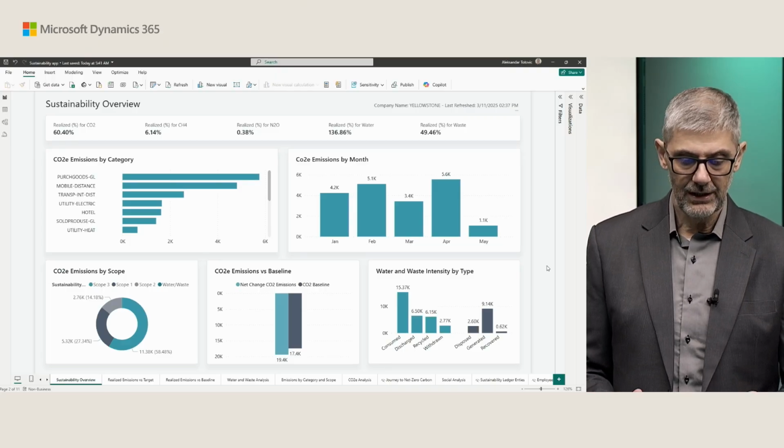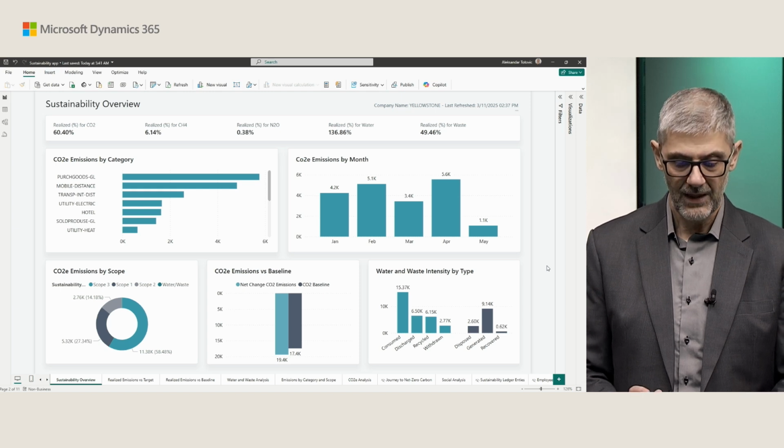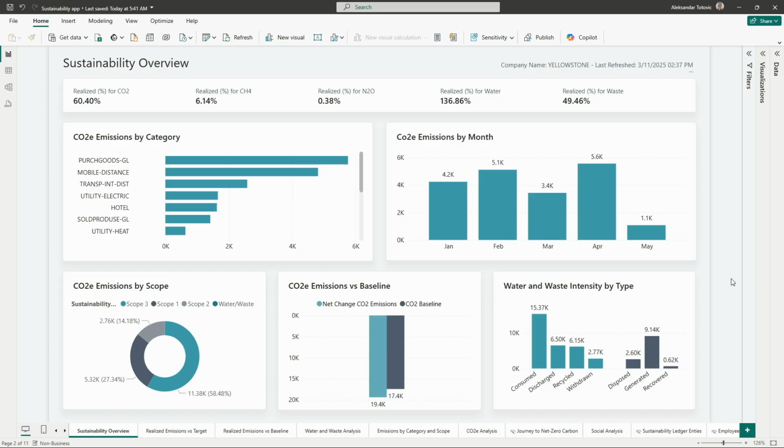Okay, let's look at the new Power BI set of reports, and I will start with the sustainability overview. First, you can find some KPIs realized for all three gases and water and waste. So this is realized. And then you can find different carbon equivalent analysis: carbon equivalent per category, carbon equivalent emission by month, carbon equivalent emission by scope, carbon equivalent emission versus baseline, and then plus water and waste intensity, and water and waste intensity by type. So you have the most important information on your sustainability overview.